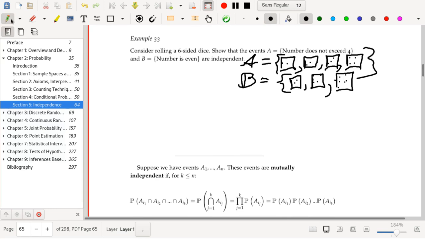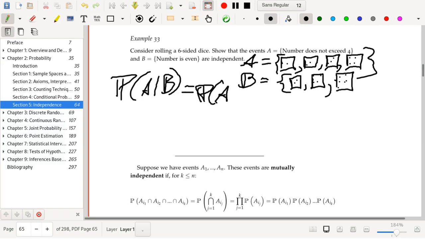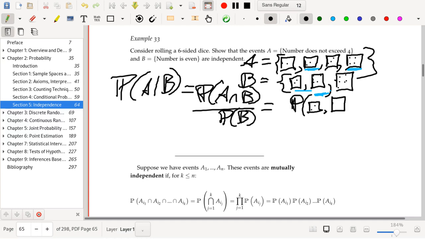So let's compute the probability of A given B. To show that two events are independent, it is sufficient to just compute the probability of A given B and show that that equals the probability of A. So the probability of A given B is going to be the probability of A and B divided by the probability of B. All of these outcomes are equally likely. So the intersection of the two sets is going to consist of 2 and 4. Those are the two things the two sets have in common. So this is going to be the dice with face 2 and the dice with face 4.